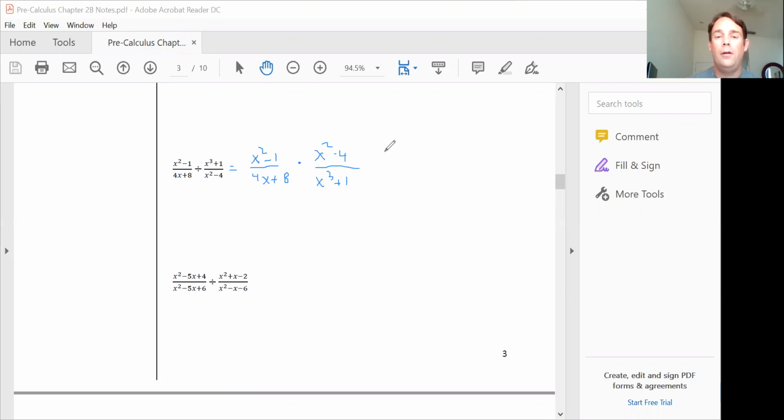So from there, now we got, look at this, a sum of cubes and two differences of squares. That's all right, we're just going to go ahead and factor everything out we can. So x minus 1, x plus 1. And then we have a 4 times x plus 2. And then we're multiplying by x minus 2, x plus 2.